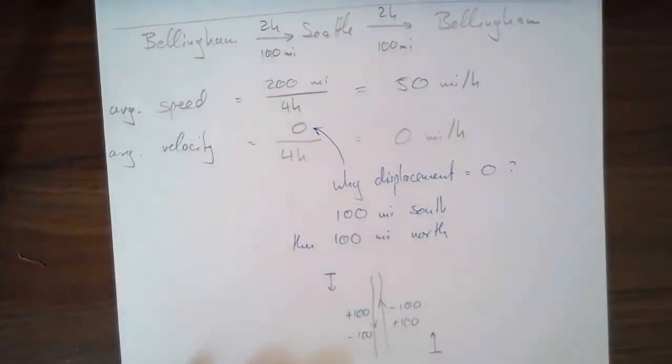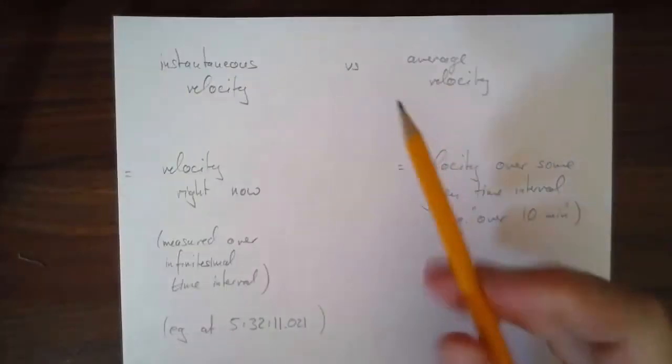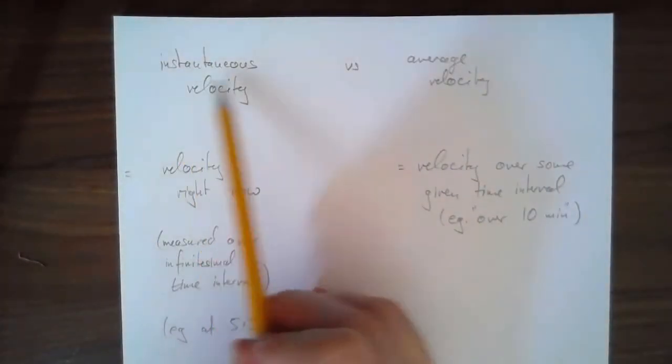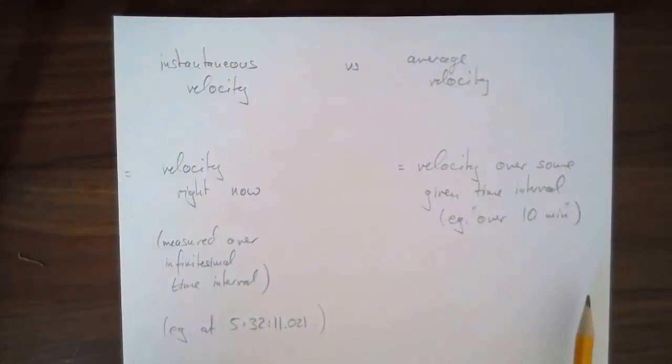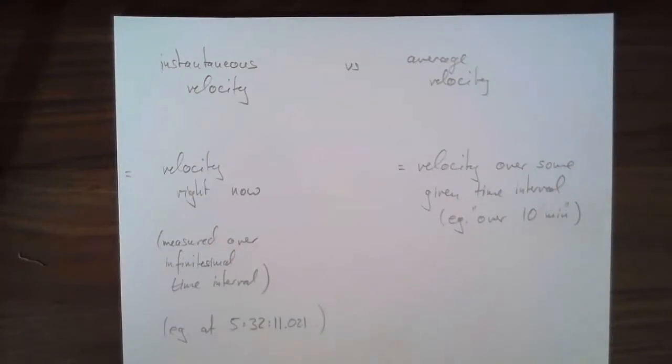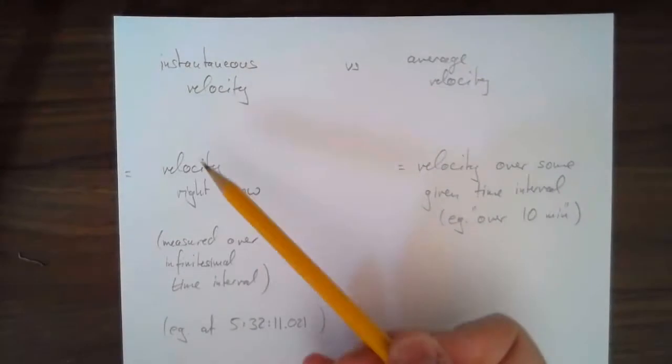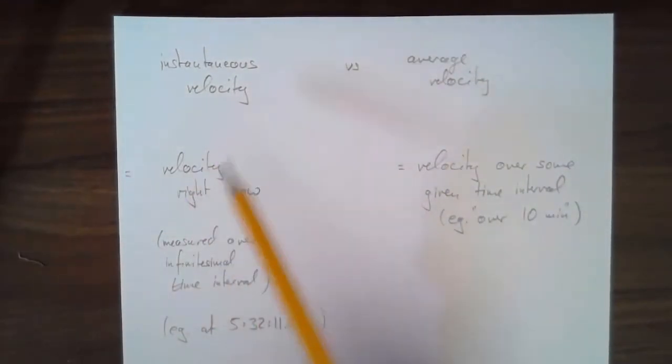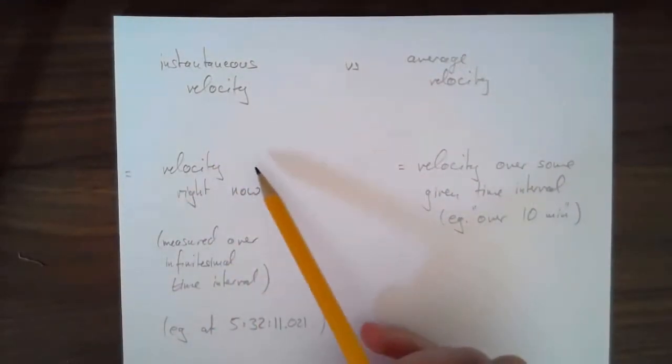So let's just clarify a little bit this notion of the average speed and velocity versus what we call the instantaneous speed or velocity. Instantaneous velocity versus average velocity. So instantaneous velocity is kind of what you're getting when you're asking, well, how fast are you going right at this instant, like right now, right? So this is what you get when you look at your speedometer. I mean, you get your instantaneous speed, not velocity, as we talked about.